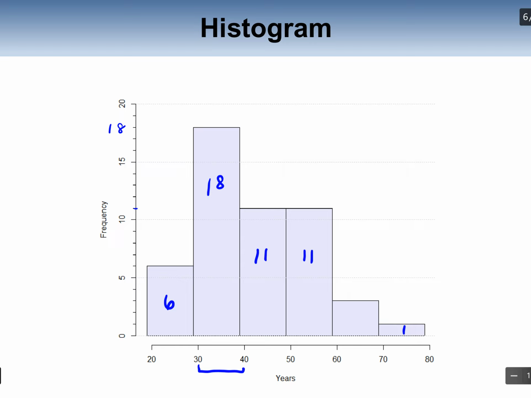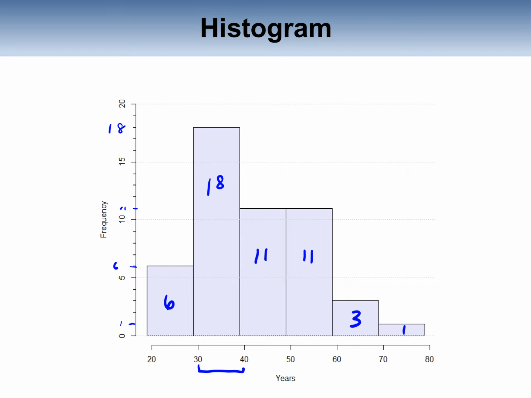So you can see the 11 there. Here's the 6. Here's the 1. And then the last class here has 3. So that is a histogram, and we can get a lot of information. It tells us a lot more than just looking at the raw data. We can see it is right skewed.